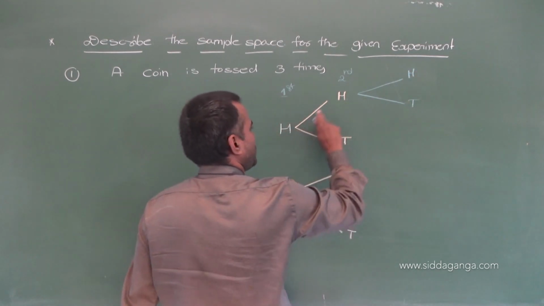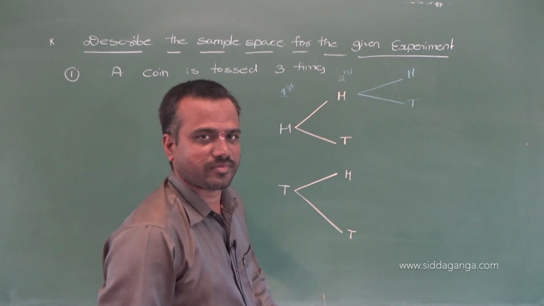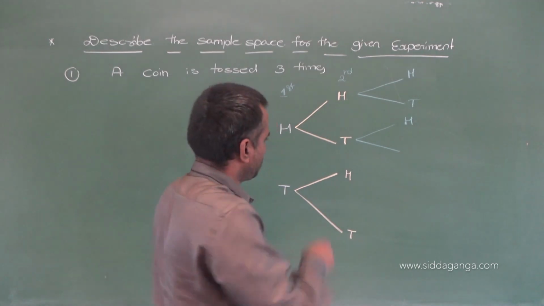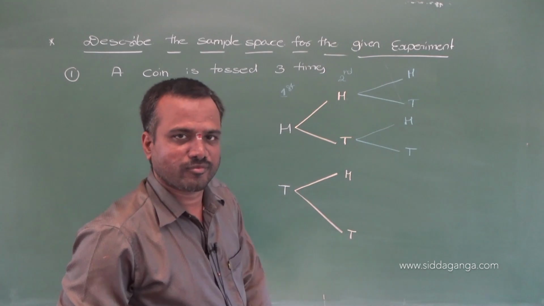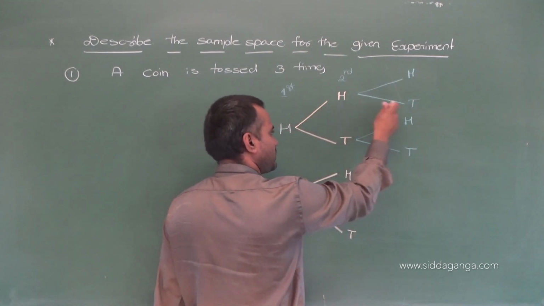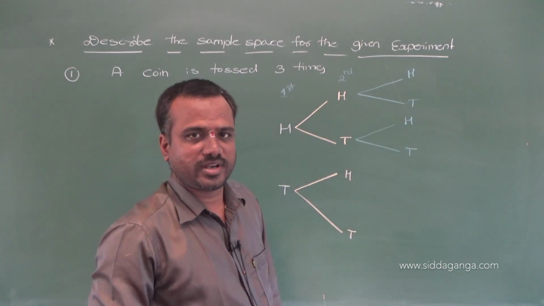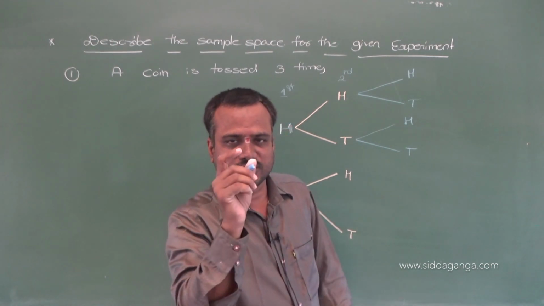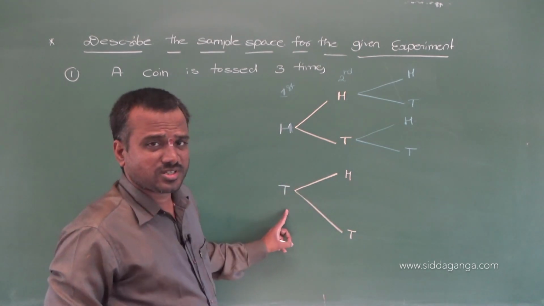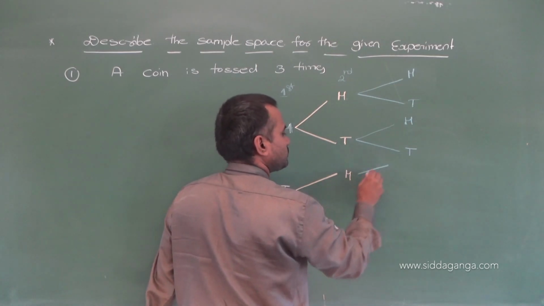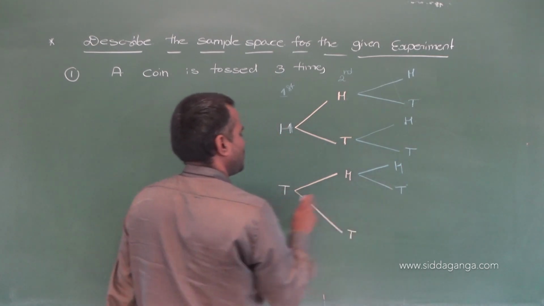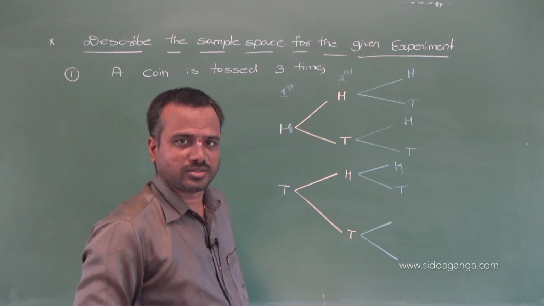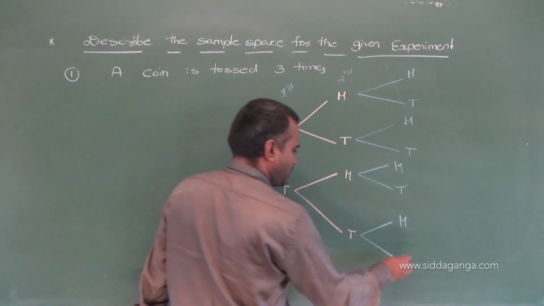Better we write the tree structure: head, tail, head, tail, head, tail. These are 4 sample points, with head as the first element. In these four sample points, head should be in the first place. If the first place is tail, then tail, head, tail, head, tail. Correct.